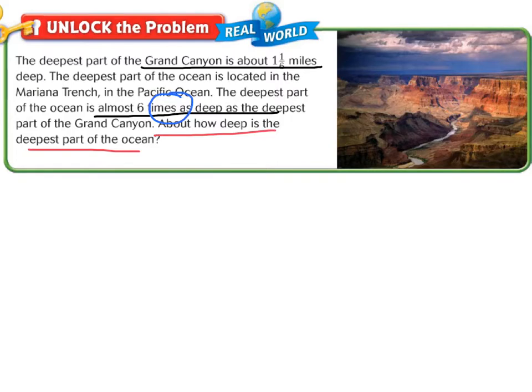In this case, they tell me I'm going to multiply. I'm going to multiply the Grand Canyon's depth, 1 1/6, times 6. To do this, I can multiply 6 times 1, and then 6 times 1/6. I know that 6 times 1 is 6, and 6 times 1/6 is 6/6.